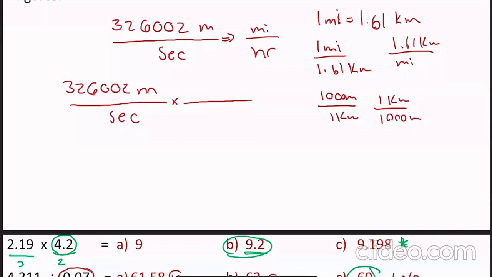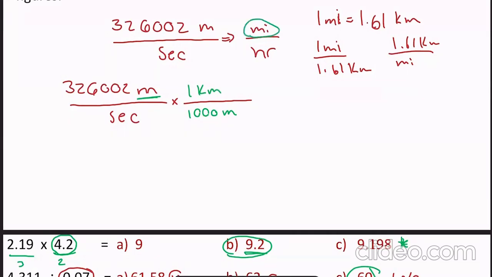Well, if we're going to convert meters first, I need that in the denominator. So here's the conversion factor that I'm going to use. We're going to put 1 kilometer over 1,000 meters. So we don't need this one anymore. And we need to get to miles. This is our target, mile.